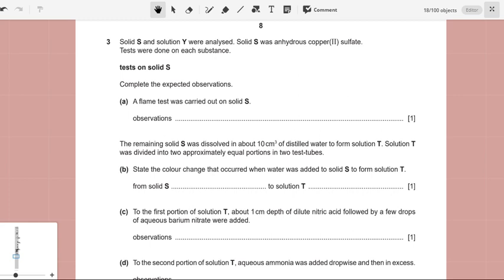Question number 3 is about solid S and solution Y were analyzed. S was copper sulfate, and here complete the expected observation of the flame test carried out on the solid S. So you know that it contains copper, so it means that it shows a blue green flame.